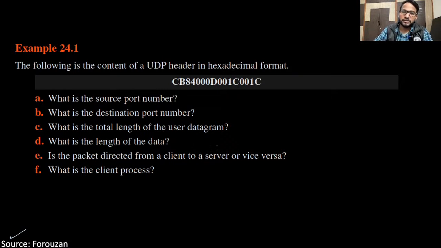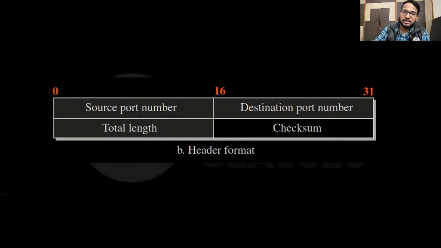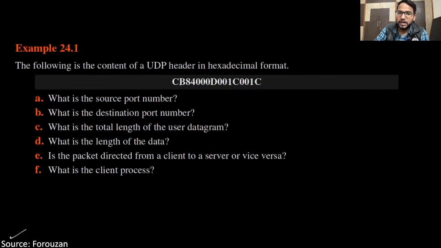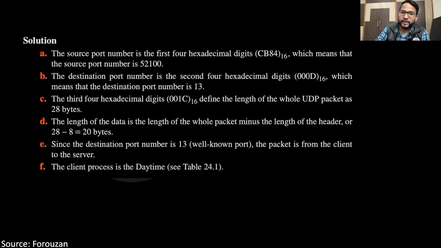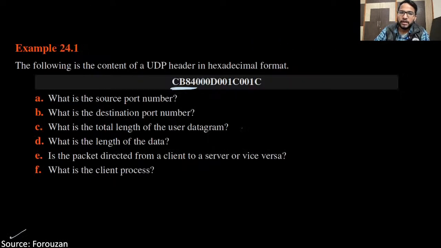Suppose this is the UDP header that is given to you, and they ask you what is the source port number. How do you calculate it? You see the header. The initial 16 bits tell you the source port number. 16 bits means 2 bytes, so these are the 2 bytes. You can say the source port number is CB84 in hexadecimal. That's very easy.